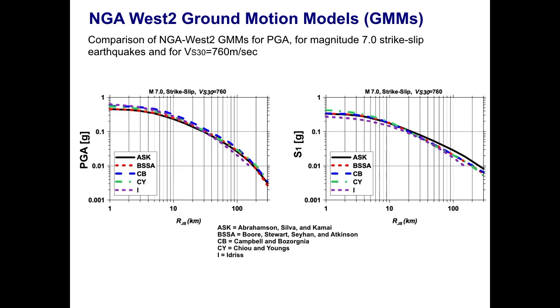The Abrahamson, Silva, and Kamai model, the BSSA or Boore, Stewart, Seyhan, and Atkinson model. We have Campbell and Bozorgnia, and Chiou and Youngs, and Idriss. So all of those look like they have a pretty close agreement for a typical magnitude 7 strike slip event on a soft rock site.